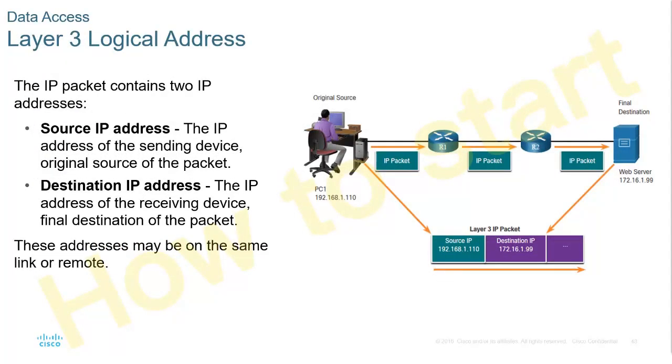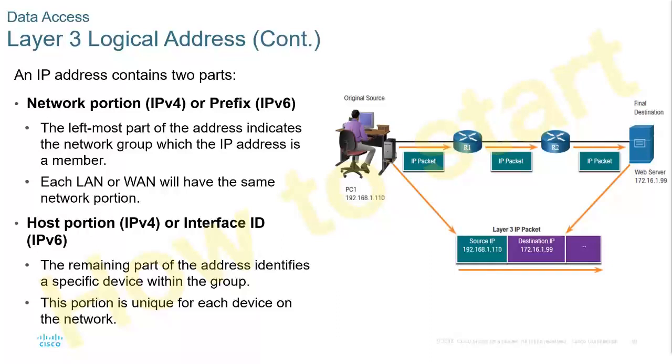Our layer 3 logical address, source and destination, are going to be IP addresses. These addresses may be on the same link, or they could be an external address.